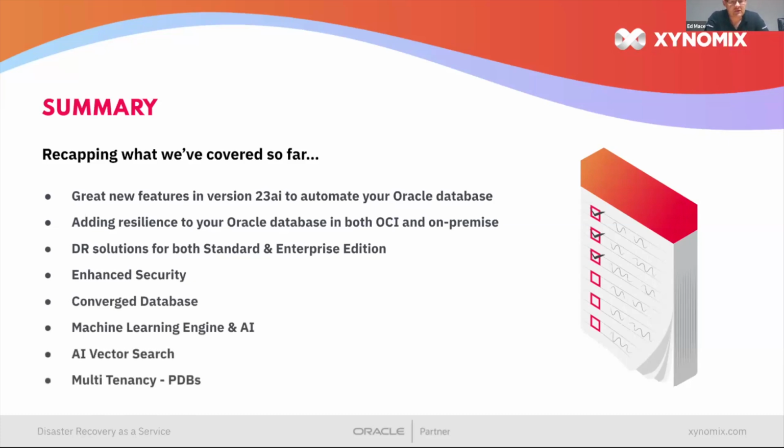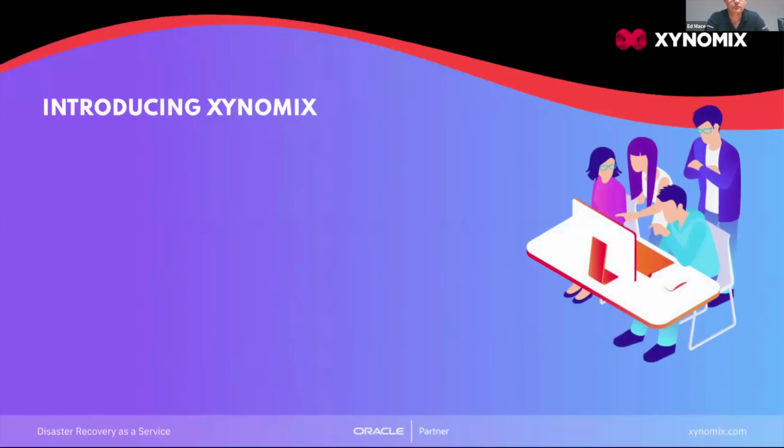So the enhanced security, the converged database, the machine learning and AI, the vector search, and as John alluded to, the multi-tenancy with pluggable DBs as well. So ultimately, obviously, there's some exciting new features to come from 23 AI, and obviously to be able to have that disaster recovery capability within your organization.